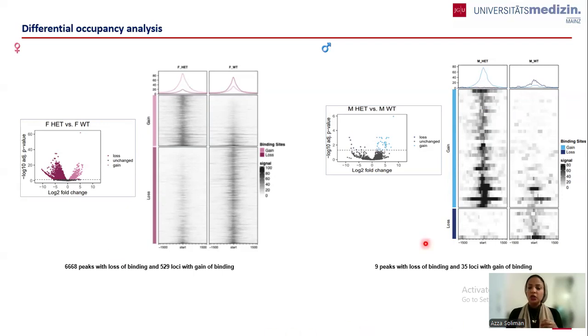That was the case also in the male cell lines, but with a much smaller number of peaks. Nine peaks showed loss of binding, and only 35 loci gained binding. This might be explained by the fact that we had to exclude some replicates from this experiment for the male, which might explain the fewer number of peaks that we could recall.